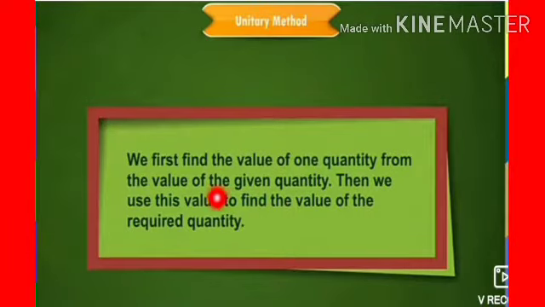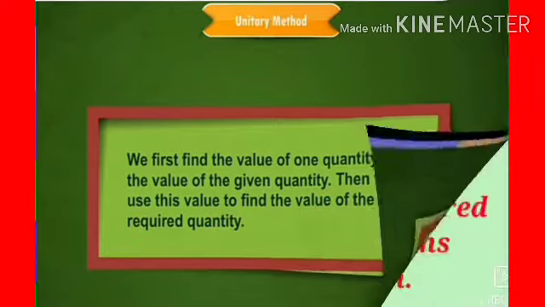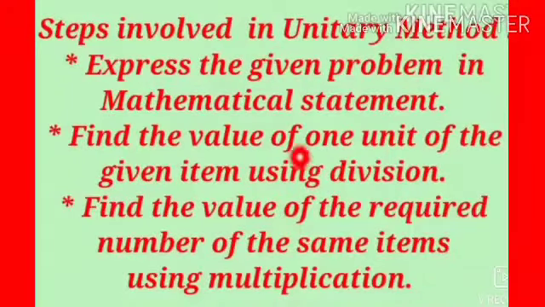Unitary method. We first find the value of one quantity from the value of the given quantity. Then we use this value to find the value of the required quantity. Steps involved in unitary method. Express the given problem in mathematical statement. Find the value of one unit of the given item using division. Find the value of the required number of same items using multiplication.